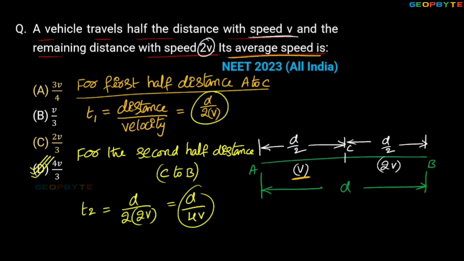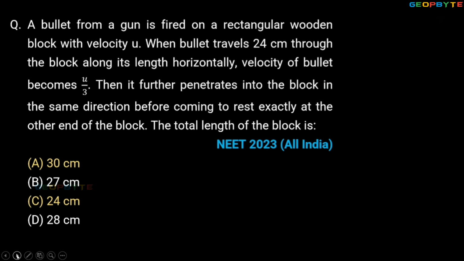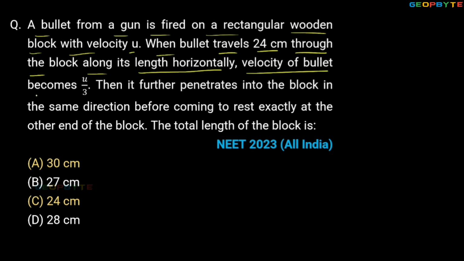Understood clearly? Yes. Similarly, let us take another important problem. Look at the screen. It is asking like this. A bullet from a gun is fired on a rectangular wooden block with a velocity u. When the bullet travels 24 centimeters through the block along its length horizontally, the velocity of the bullet becomes u by 3.